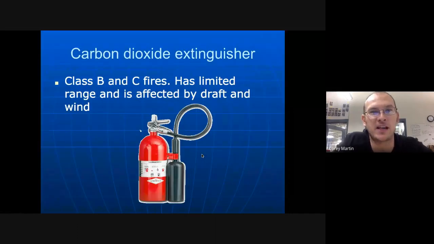Then we've got the carbon dioxide extinguisher. Carbon dioxide is something that is going to displace or take away the oxygen. It says Class B and C fires, has limited range, and is affected by draft and wind. So if you're outside, this probably isn't going to be a good choice because you might spray it and the air or the wind might just carry it away.